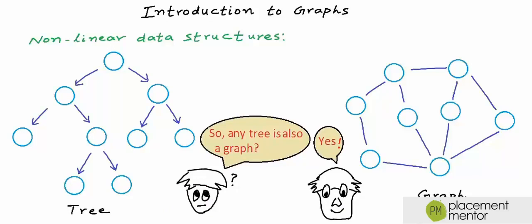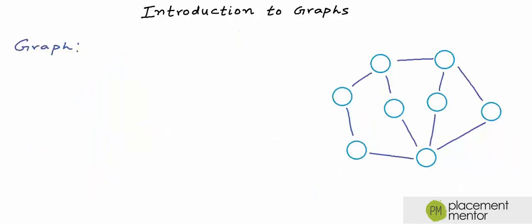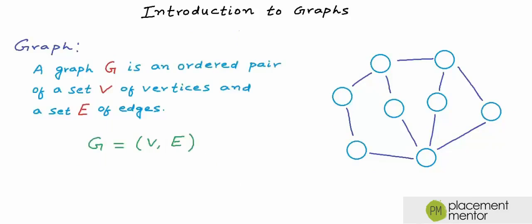Now, graph as a concept has been studied extensively in mathematics. If you have taken a course on discrete mathematics, then you must be knowing about graphs already. In computer science, we basically study and implement the same concept of graph from mathematics. The study of graphs is often referred to as graph theory. In pure mathematical terms, we can define graph something like this. A graph G is an ordered pair of a set V of vertices and a set E of edges.